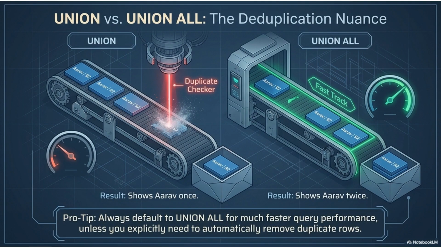correctly. Choosing between union and union ALL involves a performance trade-off. Union automatically removes duplicates, which requires extra processing. If you don't need deduplication, union ALL is much faster.